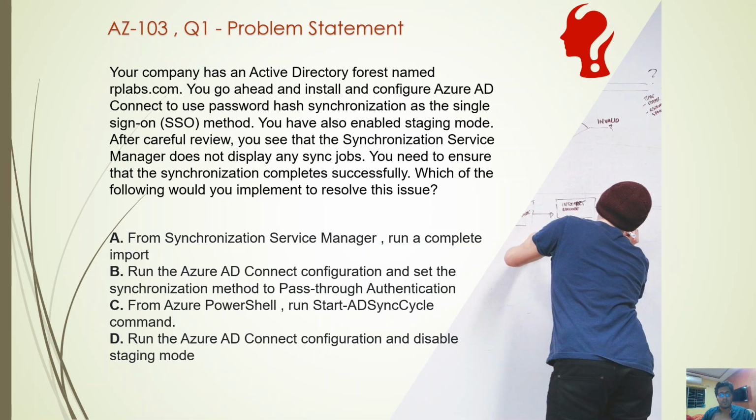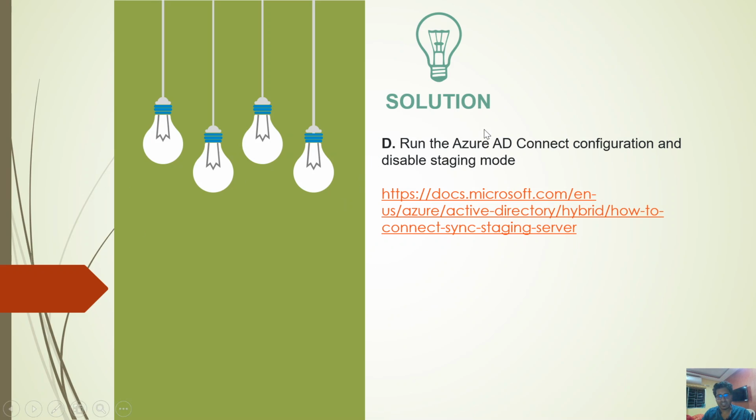And this is how, for all the Azure AD related questions, you need to try out a few sample questions and understand the sections. For example, Azure AD Connect is very important, you will get a lot of questions on it. Other types of questions are on password hash synchronization, pass-through authentication, Azure AD proxy, Azure AD password writeback, conditional access, privileged identity management. These are sections which are very, very important in Azure AD, both for knowing Azure AD and from this exam perspective. So the solution is D. Run the Azure AD Connect configuration and disable the staging mode.